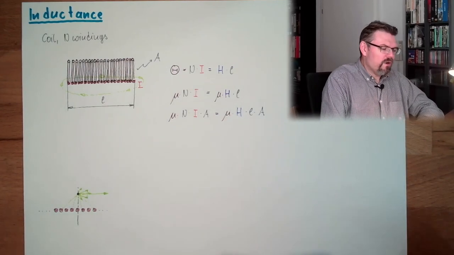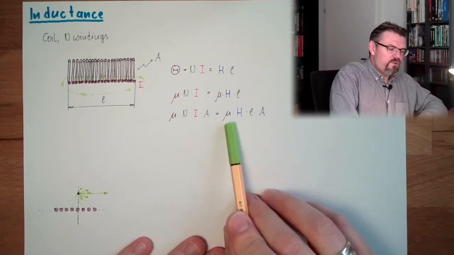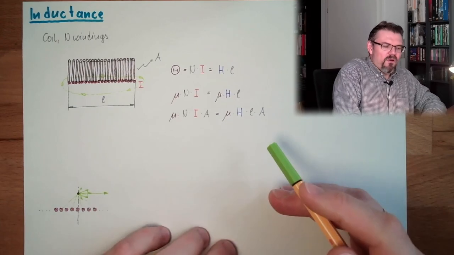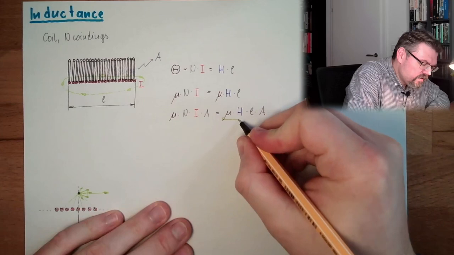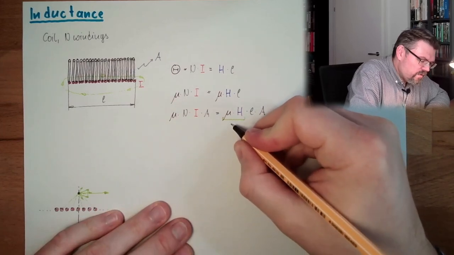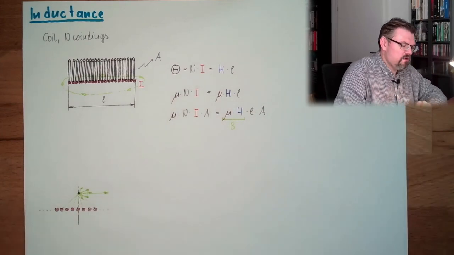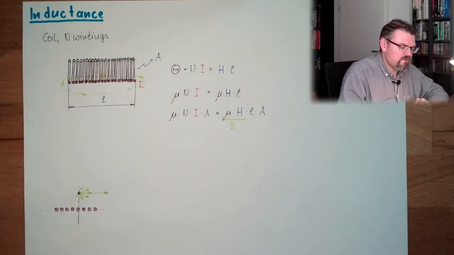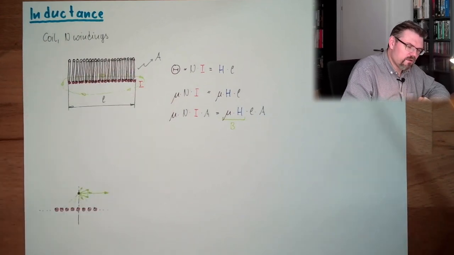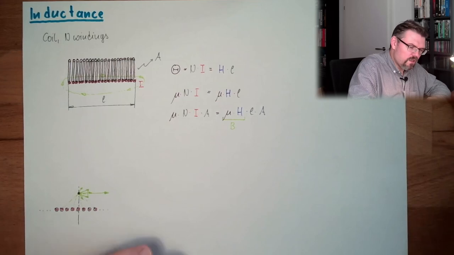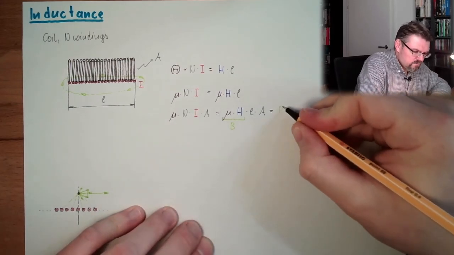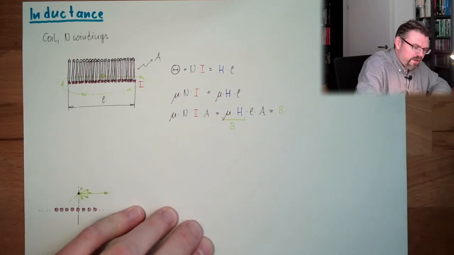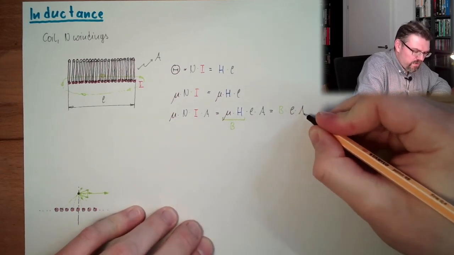Okay. And now, what are those things? If I interpret this mu here as our magnetic field constant, then I can say, hey, this here is B, right? Magnetic flux density. So let's note this. This is B multiplied by L multiplied by A.